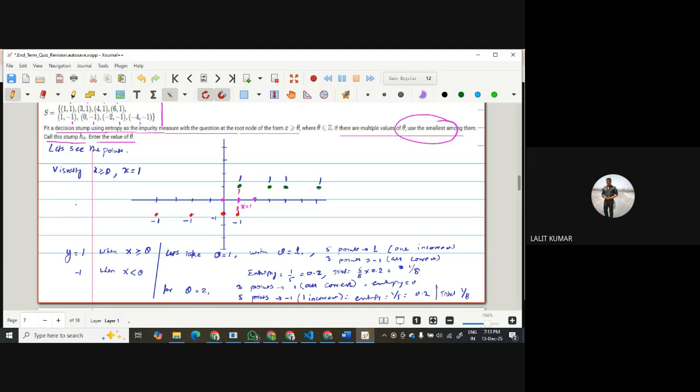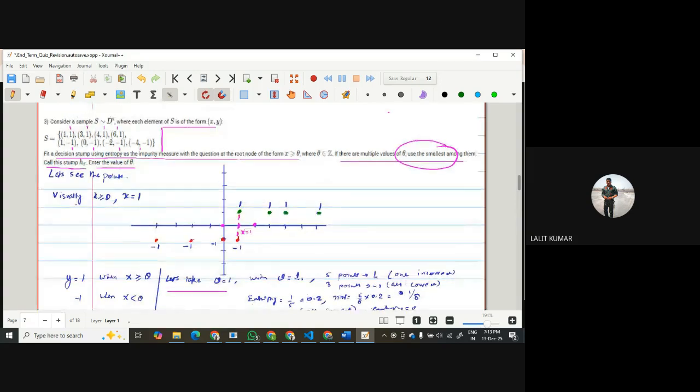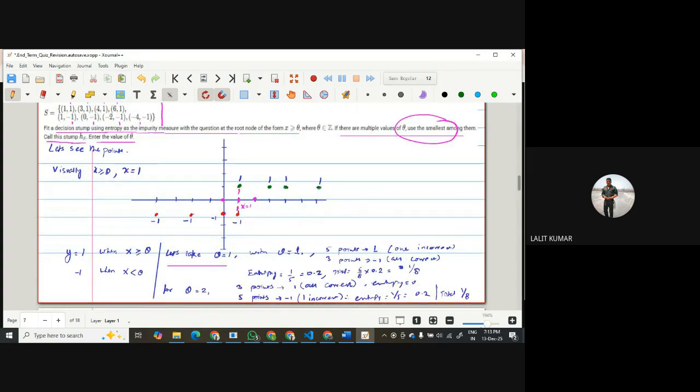So when we take theta equal to 1, all these points will be identified as positive. It means there is one incorrect classification and the others will be identified correctly. Here entropy is 0, but there is some entropy on this side. The value of entropy will be: here 1 is incorrect out of 5 points, so 1 by 5 weighted by 5 by 8, plus 0 on the other side. So this comes to around 1 by 8.